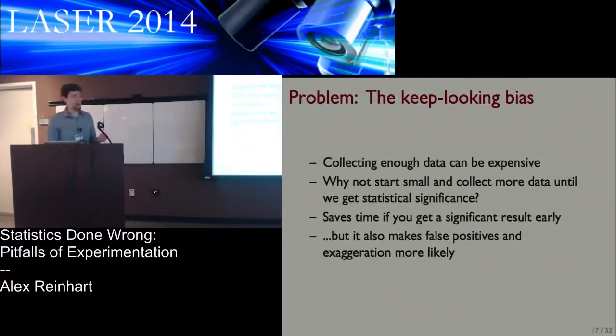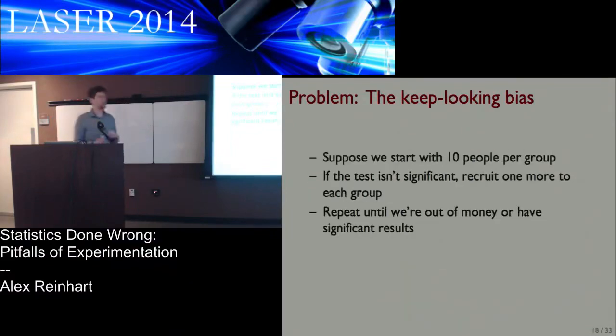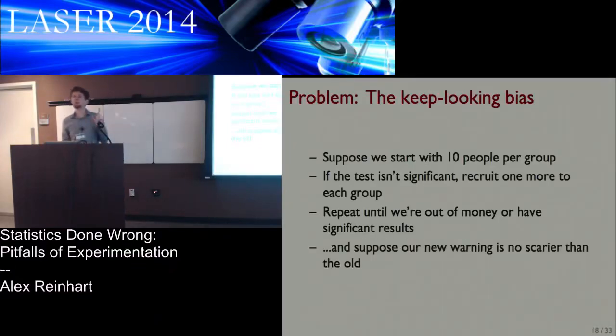And to see that, let's look back at that malware study, the malware warning study. Suppose instead of 200 people per group, like I said we needed, we started with 10, because that's nice and easy. And if the test isn't statistically significant, we recruit one more person to each group. And we keep doing that until we get a statistically significant result. Or it's gotten too expensive, we run out of candy bars to give the test subjects. Whatever. Conference deadline's tomorrow, we have to publish. And suppose, for the sake of argument, that the new warning we're using actually is no better than the old one. It's not scary enough to convince the users not to click through. So suppose there's no actual true difference to be found in our study.